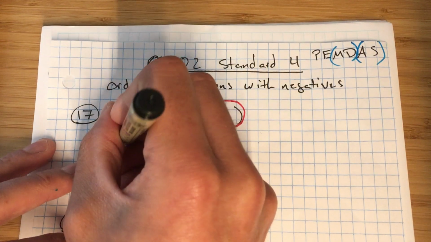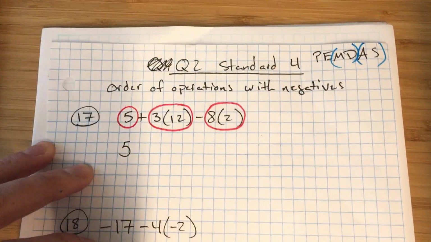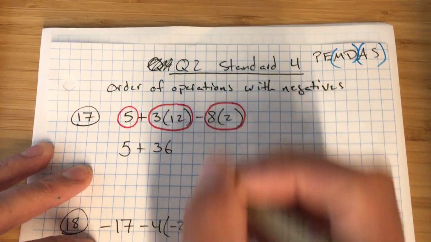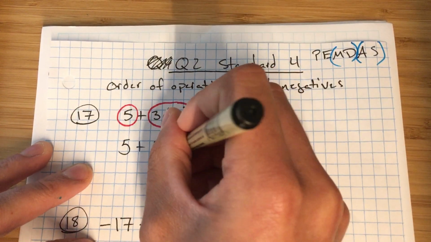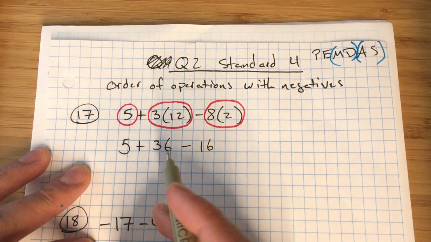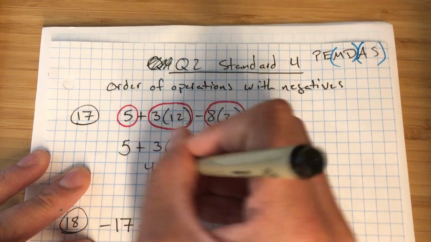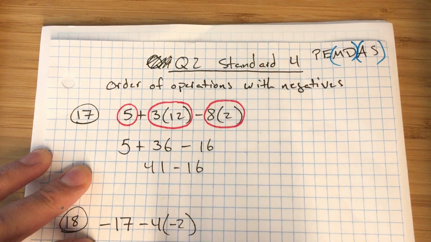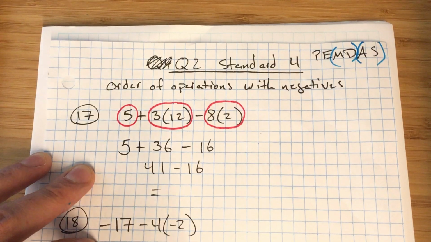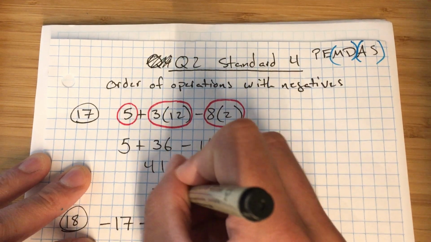So coming down the line, 5 stays 5. 3 times 12 is 36, and 8 times 2 is 16. Now we just go left to right. So 5 plus 36 is 41. Notice I write out the whole line below that. And finally, 41 minus 16 is 25.